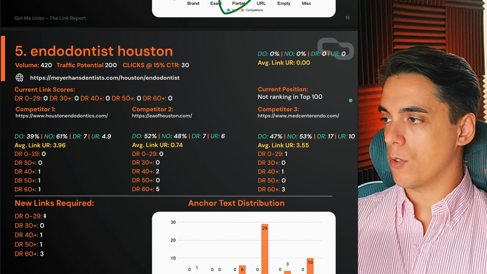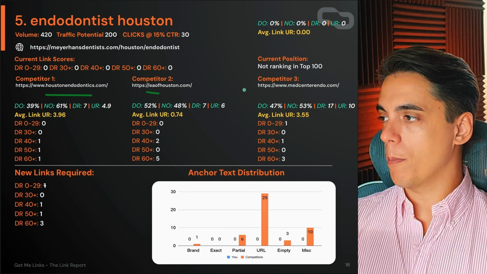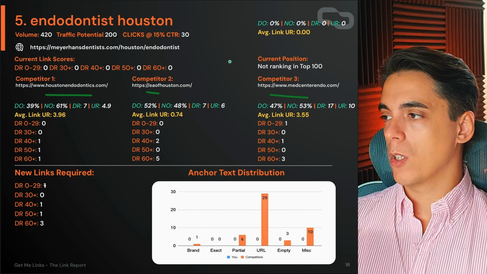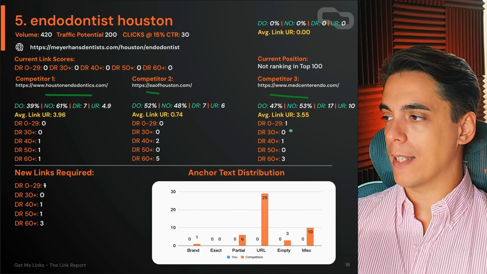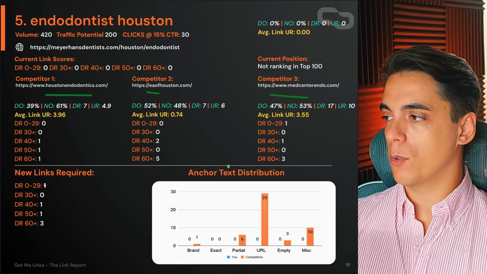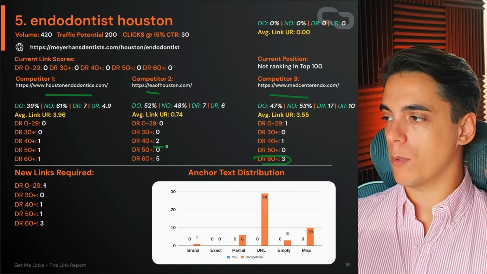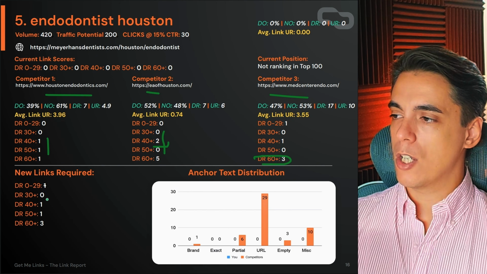Fantastic. Endodontist, what case do we find? Homepage, homepage, homepage. Tough, right? We're going to have to outdo them at a URL level. So what are we going to do? I'm going to do these 3 DR60s here. We're going to see, we're going to need a bit of support here. So a bit of an average, okay?